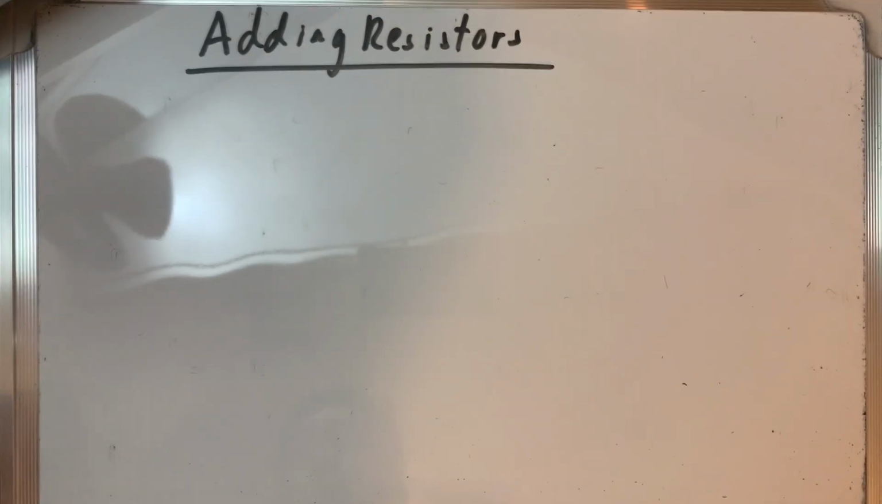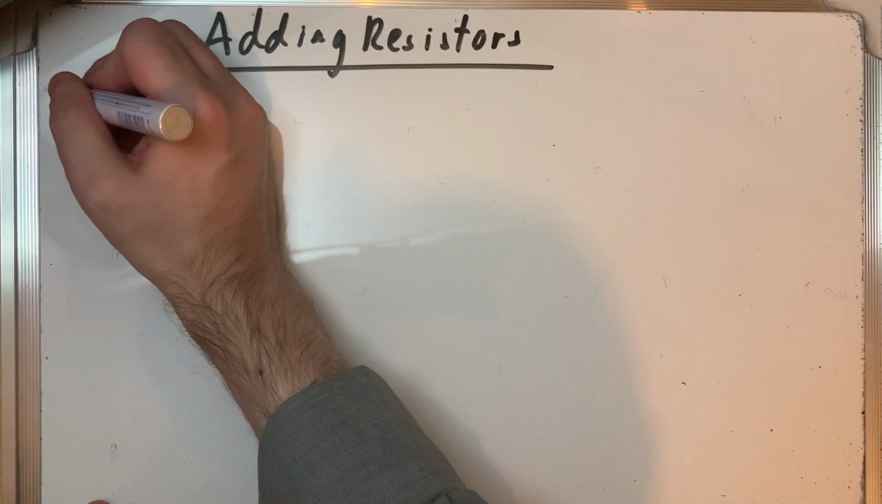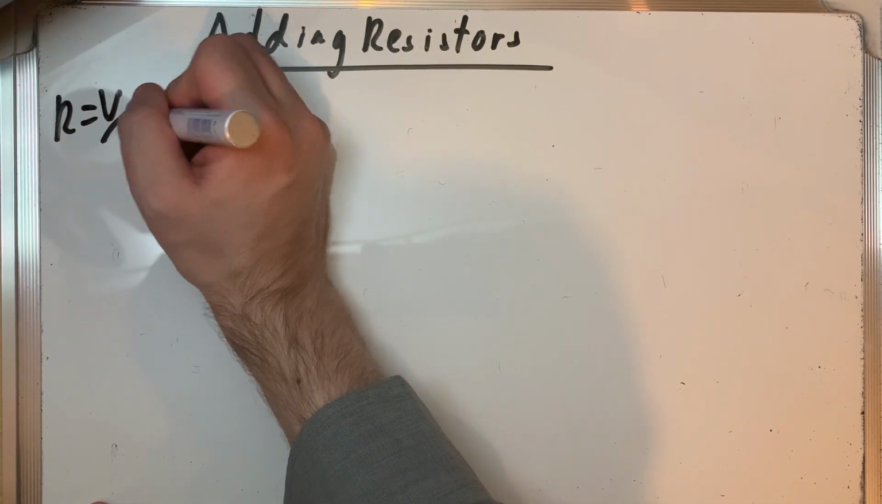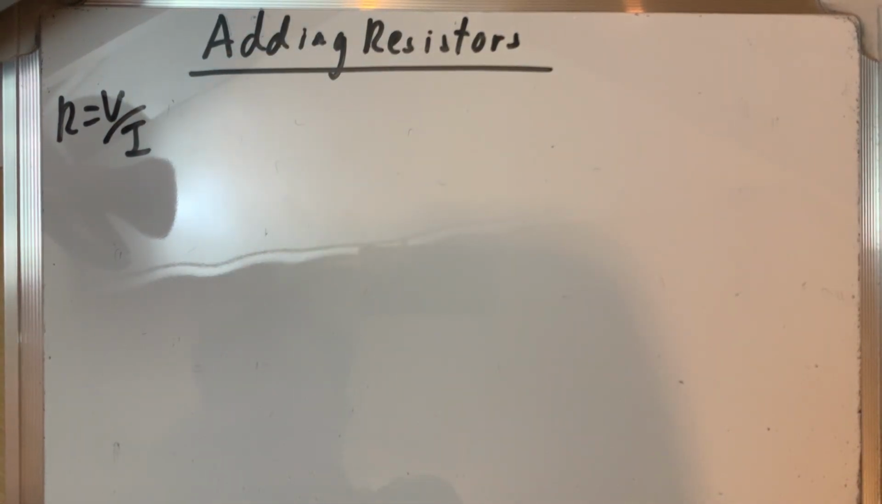Adding resistors. We've all enjoyed using resistors, of course, and everything is a resistor, in that for a certain voltage, a certain current will flow through. So resistance is, by definition, voltage over current. And this applies to anything. Strictly speaking, it's any path between any 2 points.